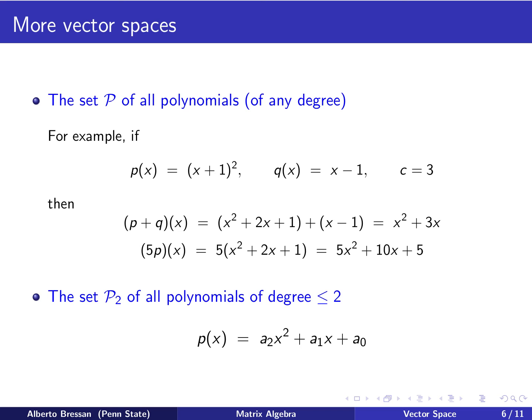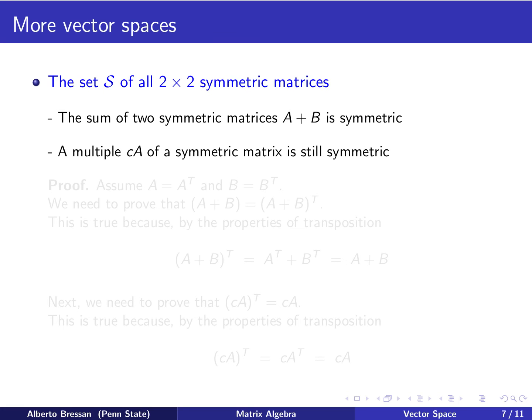Then it's easy to see if you add up 2 polynomials of this type, you would end up in a polynomial of degree less than or equal to 2. And if you multiply this by a scalar number, you are still having a polynomial of degree less than or equal to 2. The next example is a special type of matrix.